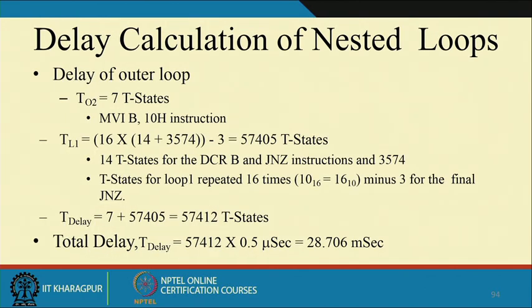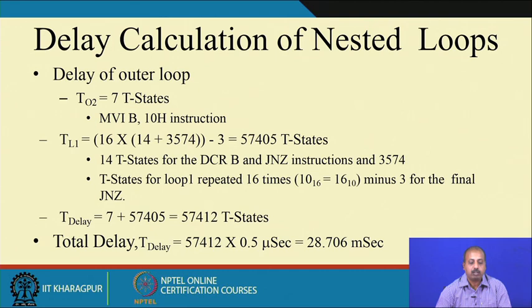Next, this outer loop calculation has to be done. In the outer loop we have MVI B, 10 hex as the instruction outside the loop body. That will take 7 states. Now, what is the total time needed? The value was 10 hex, so it will be repeated 16 times. So, 16 into 14 plus 3574, where this 14 is the extra part of the outer loop, and 3574 is the inner loop. That will be multiplied by 16.